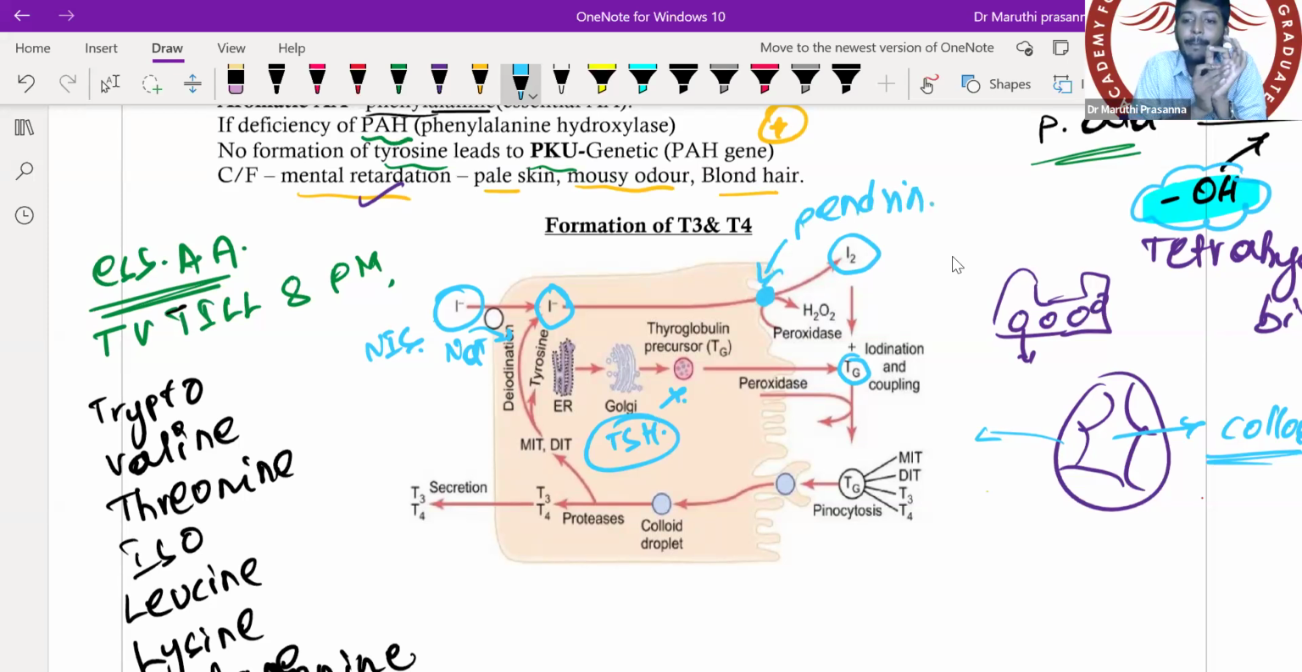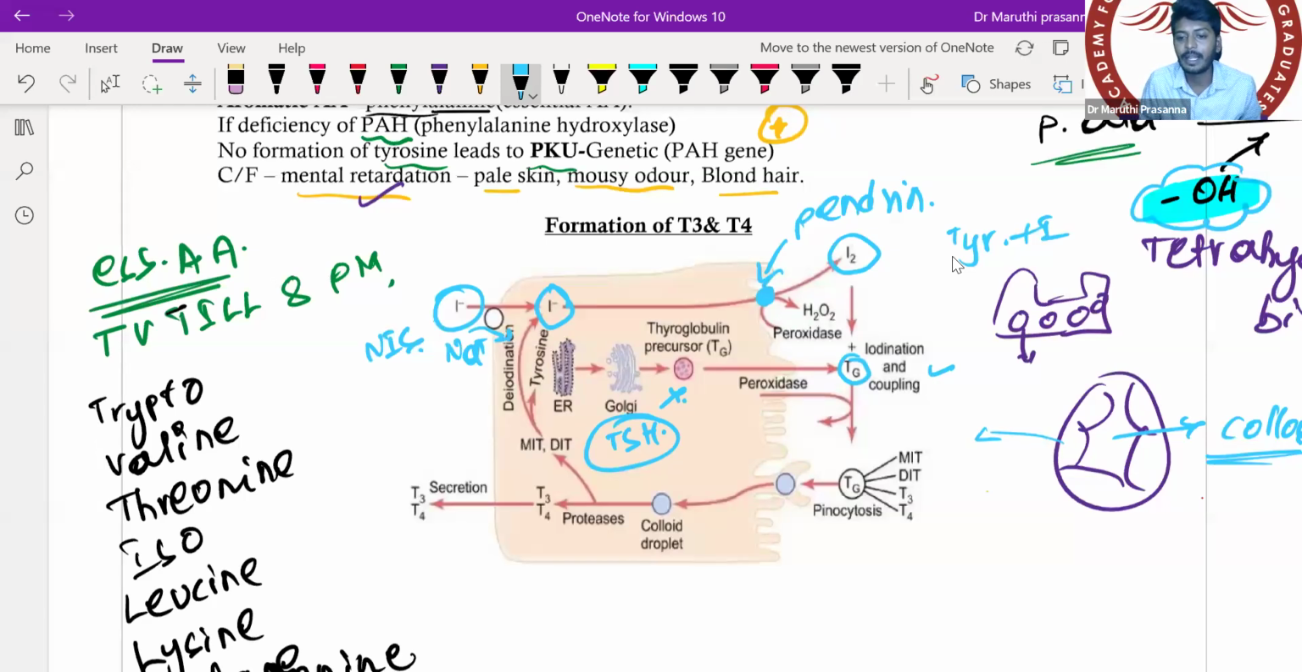Okay. So pendrin is the apical iodine transporter, which is responsible for transport of iodine from the follicular epithelium to the colloid. So inside the colloid, iodine and thyroglobulin come. Thyroglobulin is a protein, and all proteins are made out of amino acids. In thyroglobulin, we will have the amino acid tyrosine. To this tyrosine, I will add the iodine. I will call it iodination and coupling.